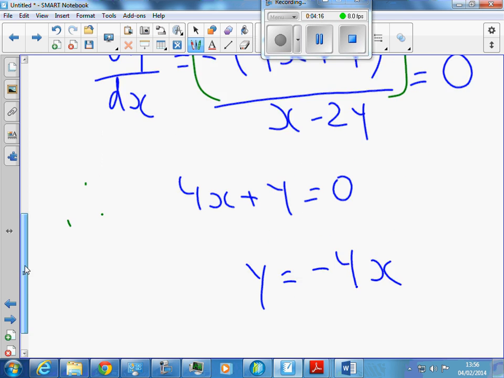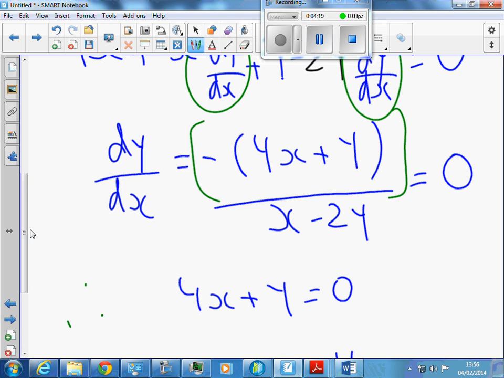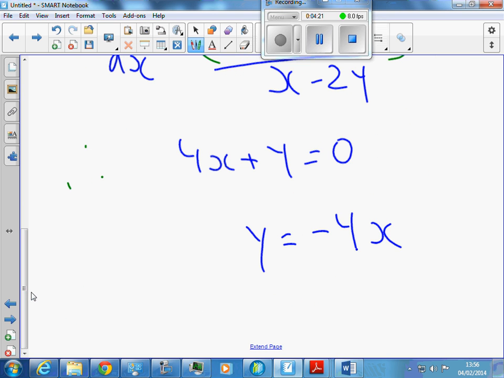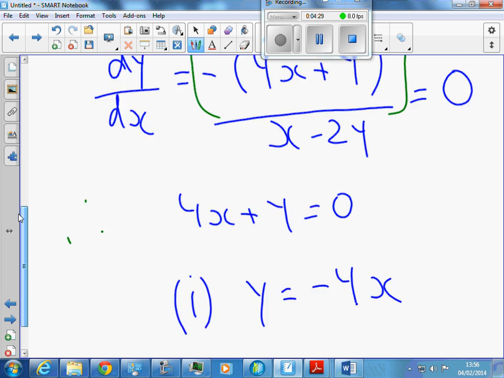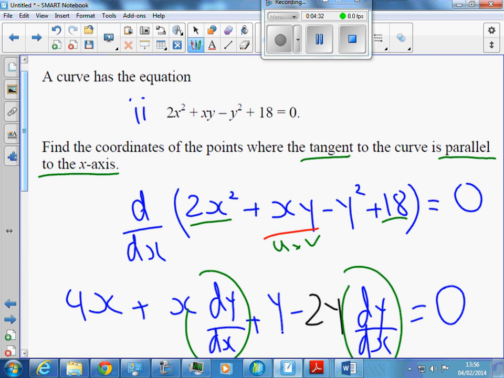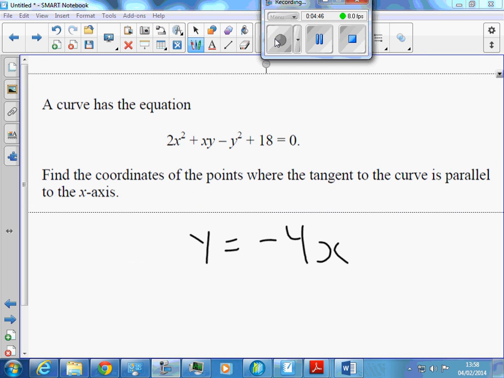Okay? Simply saying that the top part of the fraction has to equal 0. Now, I'm going to call this equation 1 because my point must satisfy that equation. And I'm going to call this equation 2 because it must lie on this curve. So I'll have a simultaneous equation to solve. So I can substitute: we have y is equal to minus 4x and we have all this. I call this 1, I call this 2, doesn't matter.